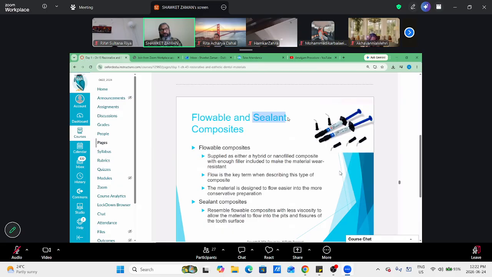Sealant means, as you know, in our last presentation, some of you presented about dental sealants. Sealants are materials which we also use on the occlusal surface of the tooth to prevent dental caries. So the composites which are used only for sealant purposes are known as sealant composites. And the composite which is a little bit thinner than the regular composite is called the flowable composite, because flow is the key term to describe this type of composite material.